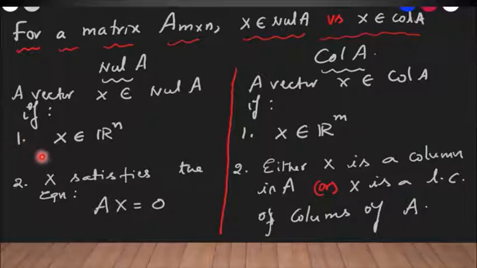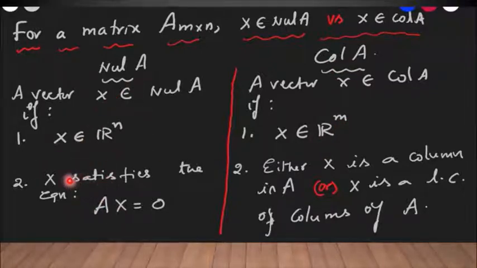What is the first condition? x belongs to Rn for null A, and for column A, x belongs to Rm. So for a vector to be in null A, that vector x must be in Rn, and for the vector to be in column A, that vector should be in Rm, where m is the number of rows and n is the number of columns of the given matrix. So the first condition you check is whether x belongs to Rn for null A, and x belongs to Rm for column A.